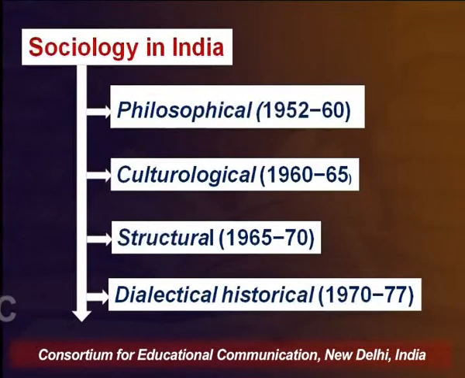If we look into the 4 stages, the first stage was the philosophical. He terms it as philosophical, which was 1952 to 60. The second stage was culturological, from 1960 to 65. Structural was from 1967 to 70, and dialectical historical from 1970 to 77. Dialectical historical is a Marxist perspective to understand society.